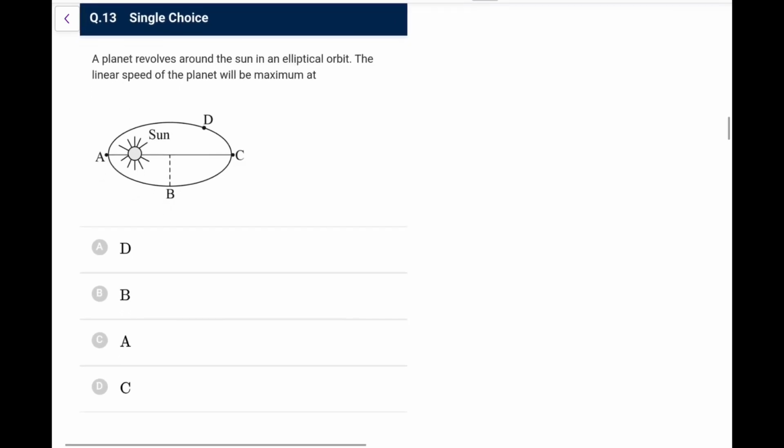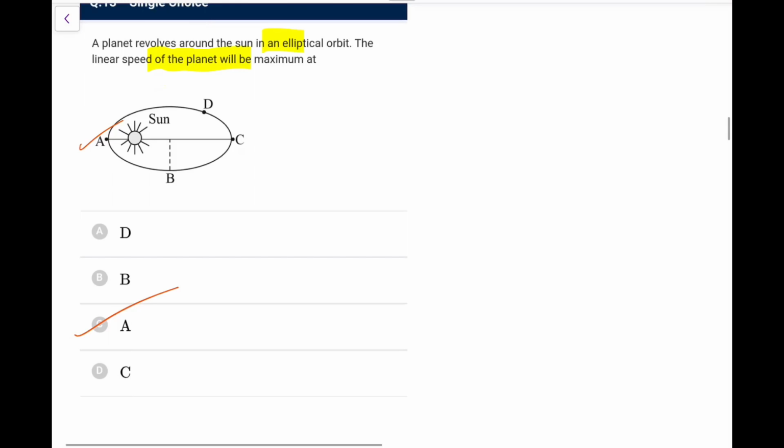A planet revolves around the sun in an elliptical orbit. The linear speed of the planet will be maximum. You remember, the closer the planet is to the sun, the faster it moves; the farther it is, the slower it moves. So maximum speed would be when it is maximum close, that is at point A. So go for A. Minimum would be at C, maximum at A.